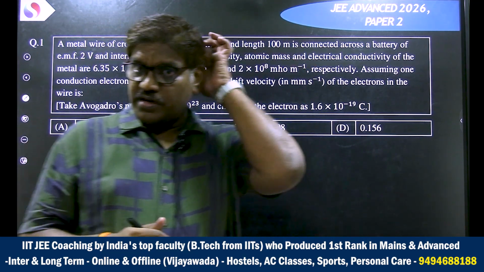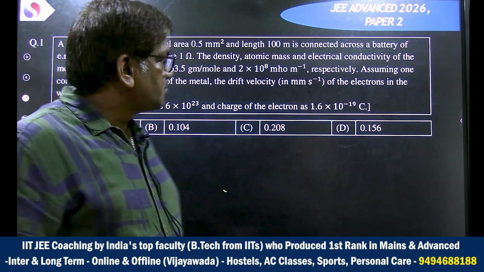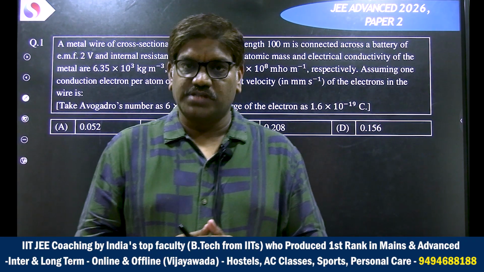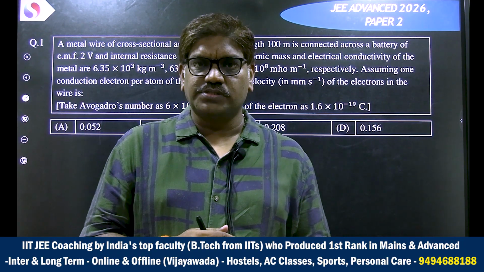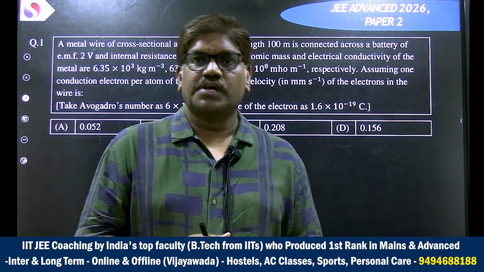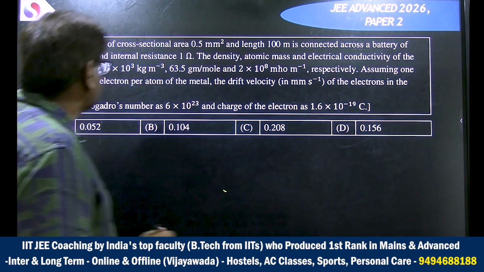Okay, so today I am here to discuss the JEE Advanced paper 2. So the first section is having three single choice correct questions, which is having 4 questions, then multiple choice, then numerical types. Okay, so let's start with the first question only.